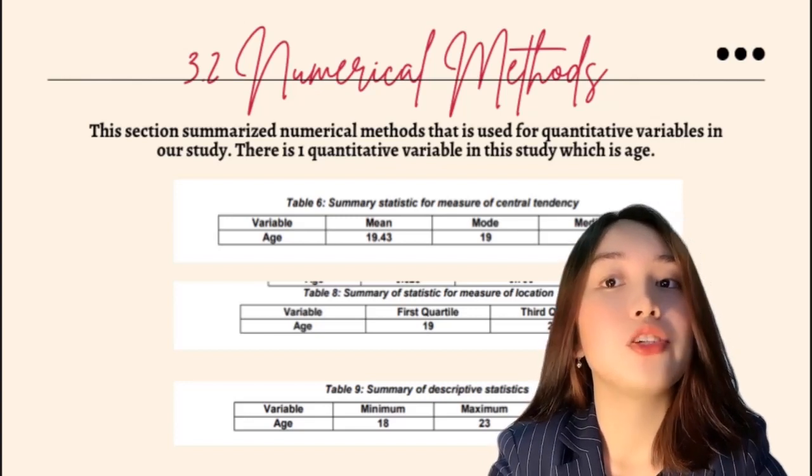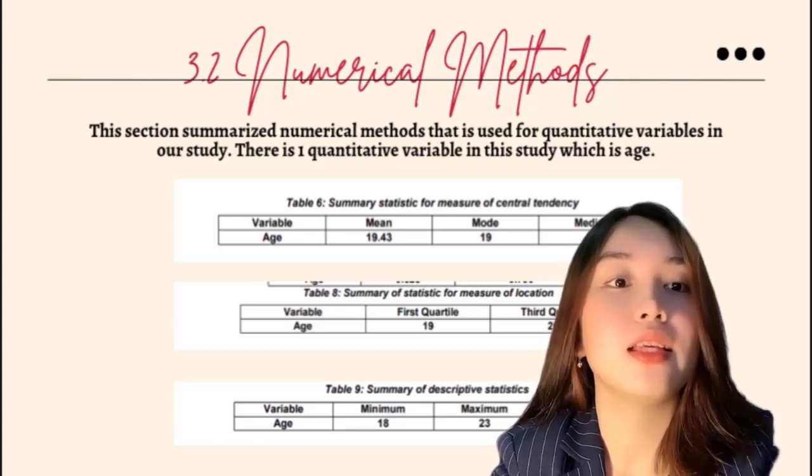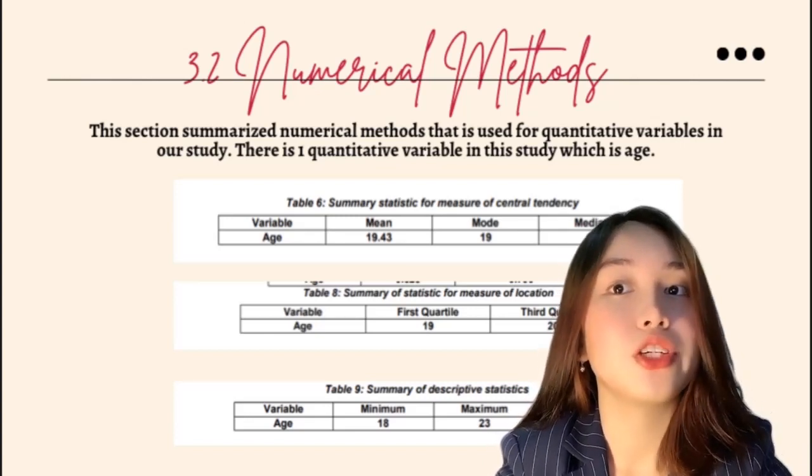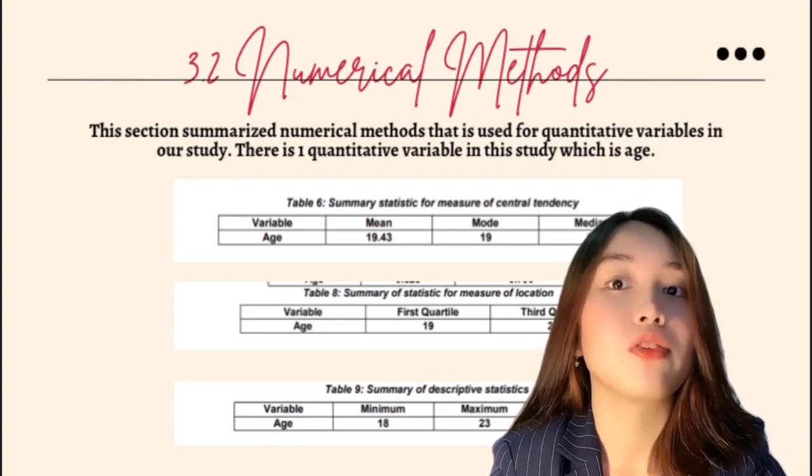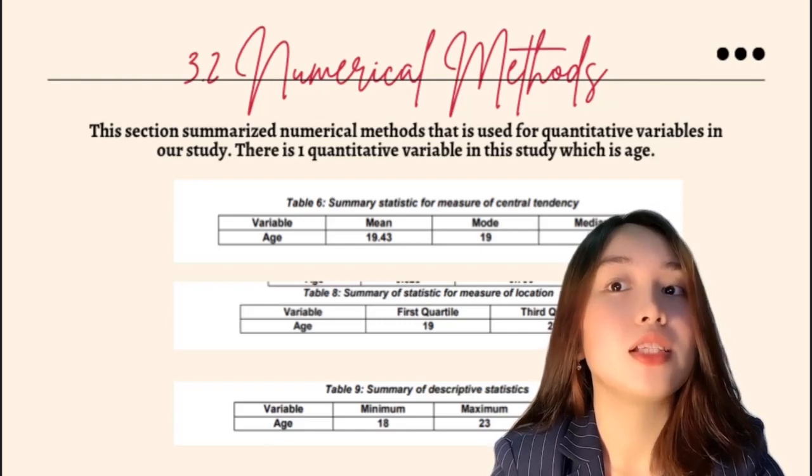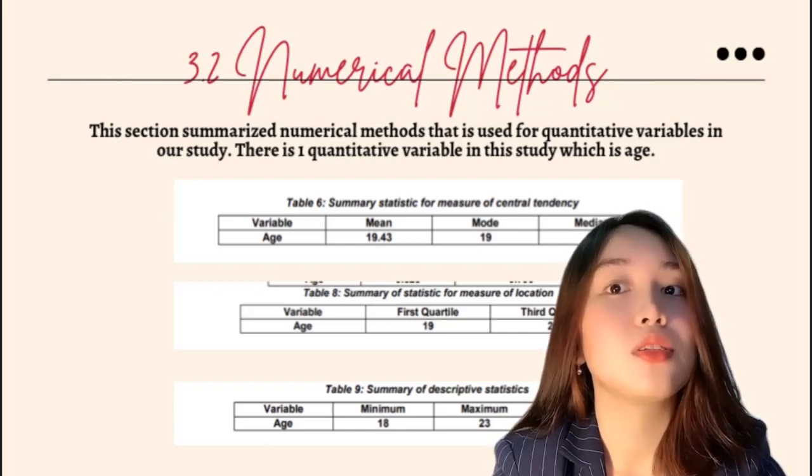The result of the study showed that the youngest student in this study is 18 years old, while the oldest is 23 years old. The Pearson coefficient of skewness for variable age is 1.403, which is positively skewed. This proves there are more younger students than the average.